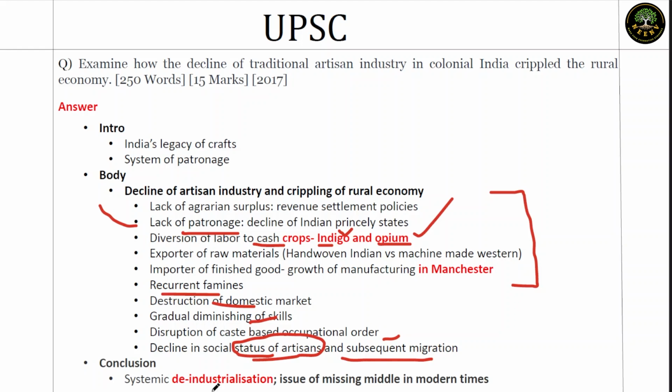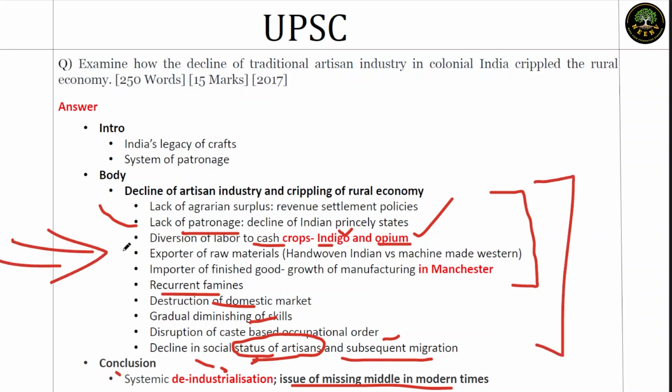We'll conclude this with the keyword of systematic deindustrialization, which later led to the issue of the missing middle. That is, there is a lack of the middle, that is the manufacturing sector, in India right now. It was either agrarian, and then it is service driven. This sector was destroyed as a process of systematic deindustrialization during the colonial times, and all these reasons can be considered contributory factors to that.